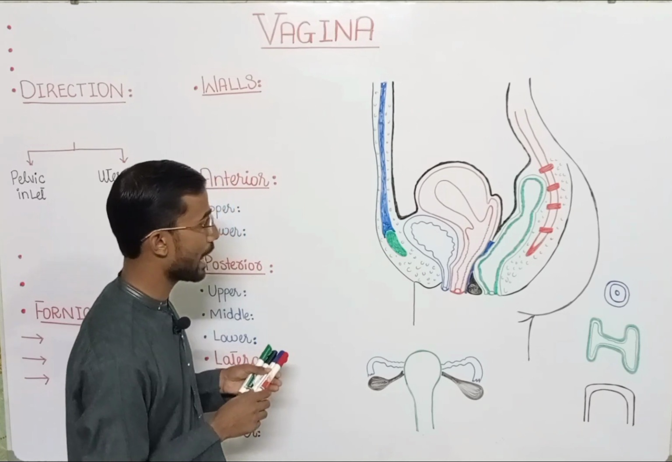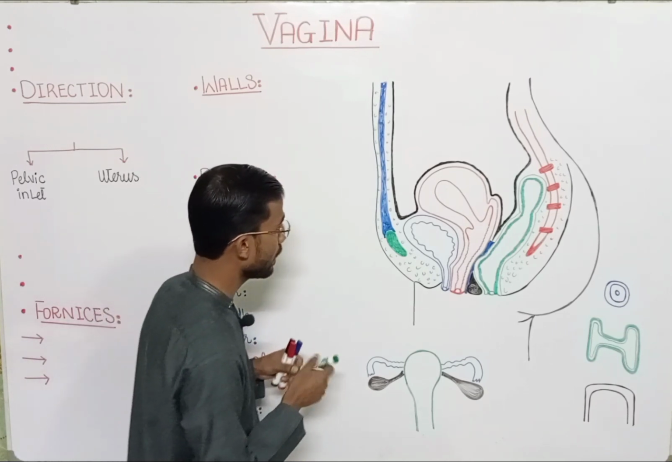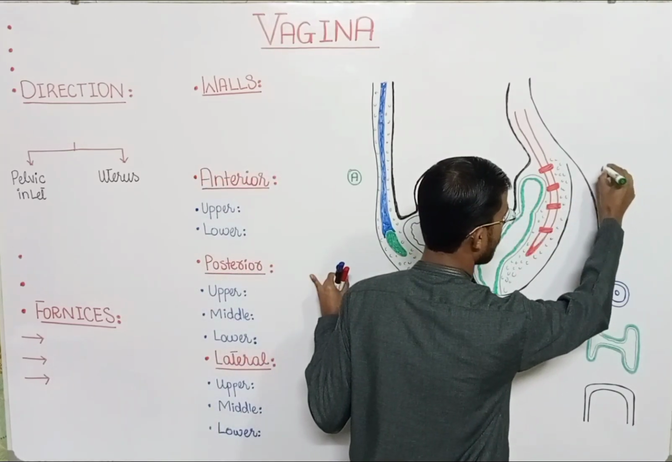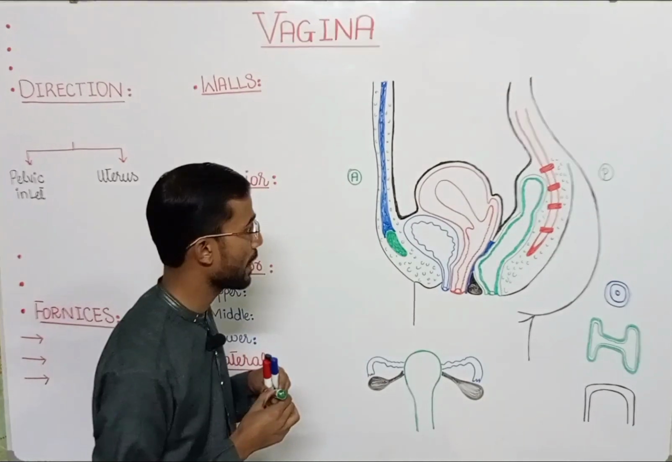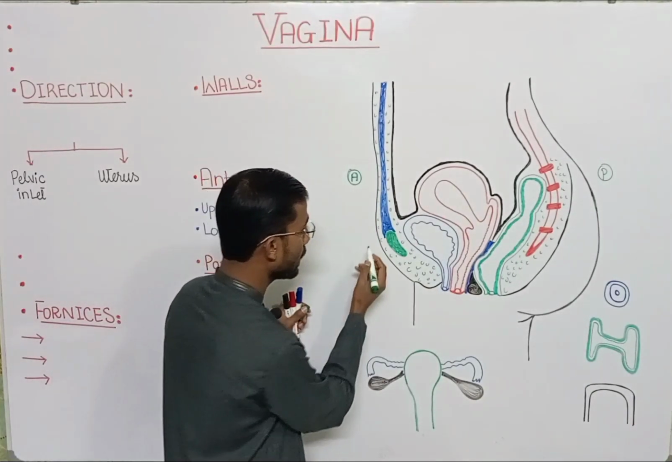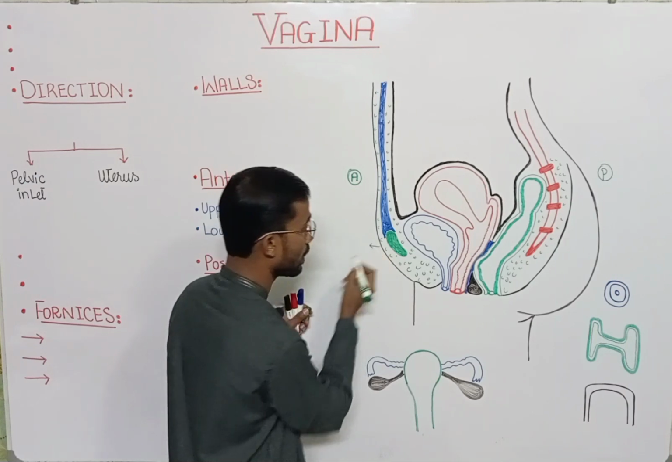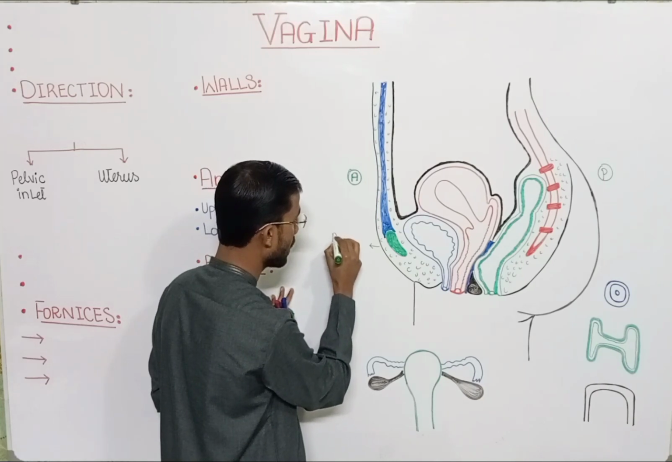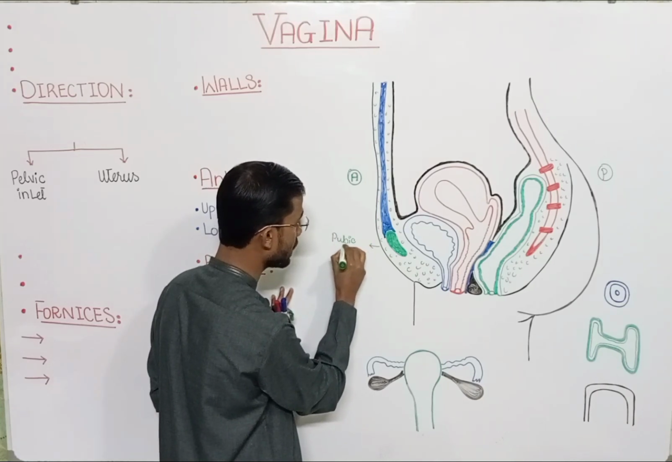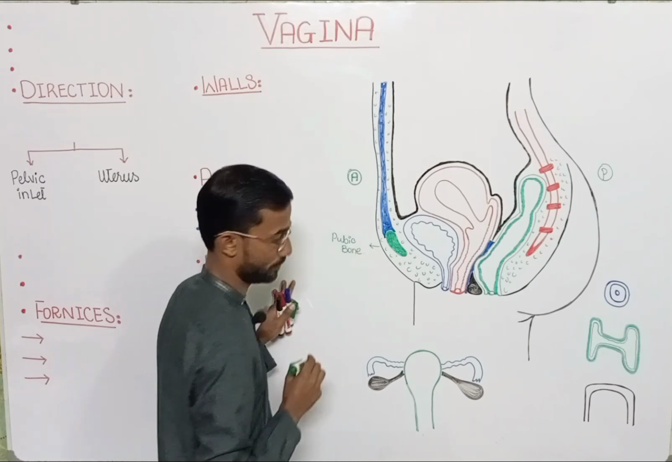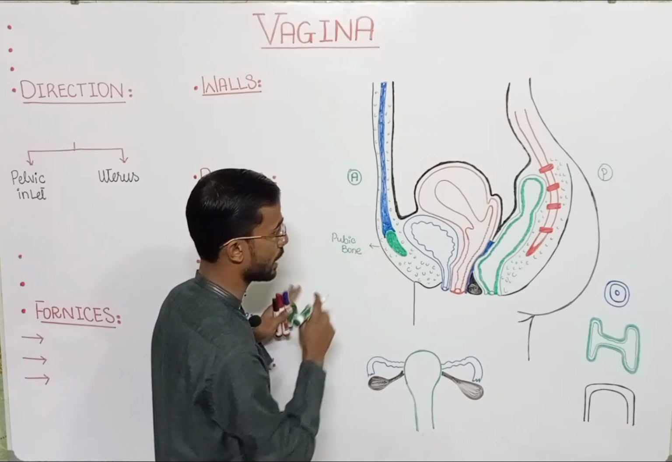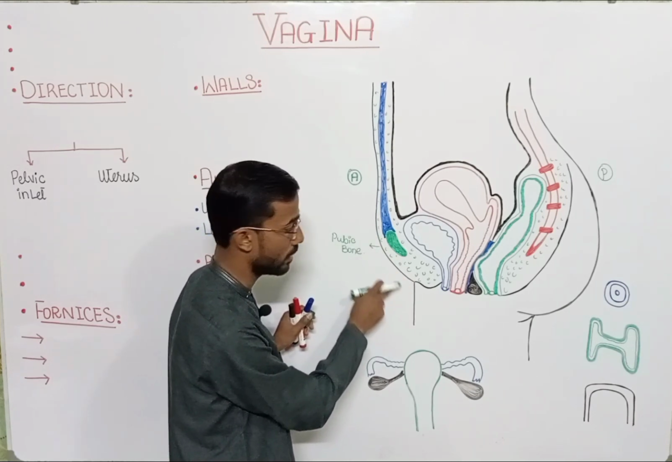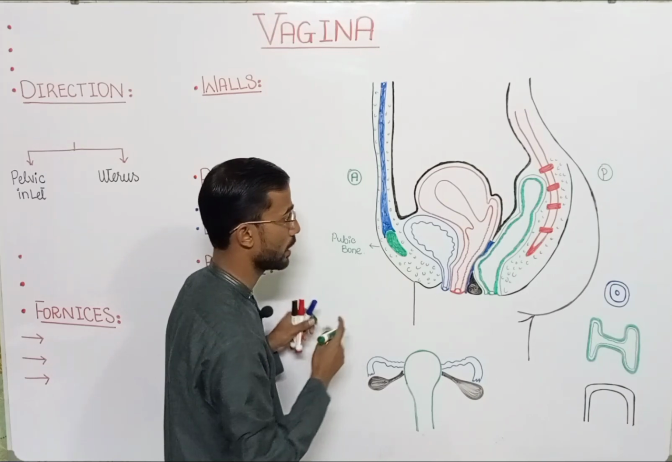Here you see that this is the anterior side and this is the posterior side of the body. This is a sagittal section, in which you will see the pubic bone, which is present at the front side. And this whole area is the mons veneris, which is present at the anterior side.